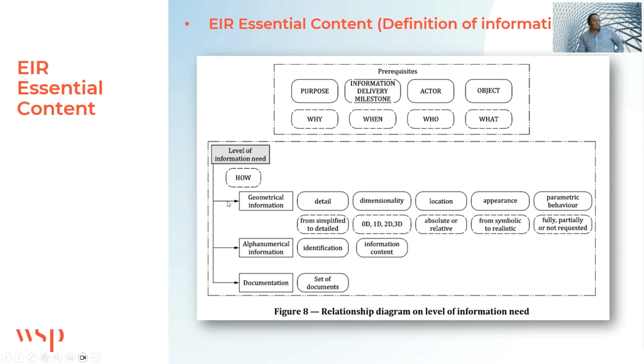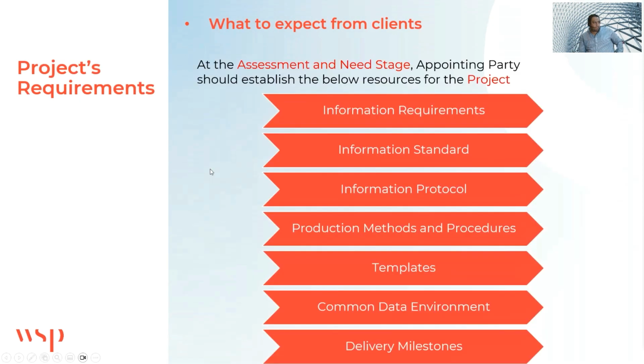And for that, usually we define the geometrical information: what's the dimensionality, what's the detail, location, appearance, parametric behavior; what alphanumerical information needs to be added, like the ID of the elements, like any additional information content; and also what set of documents need to be delivered to consider this deliverable done.